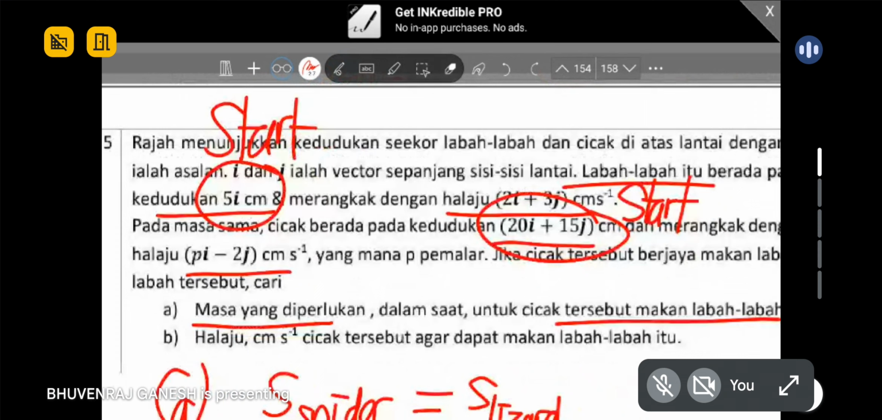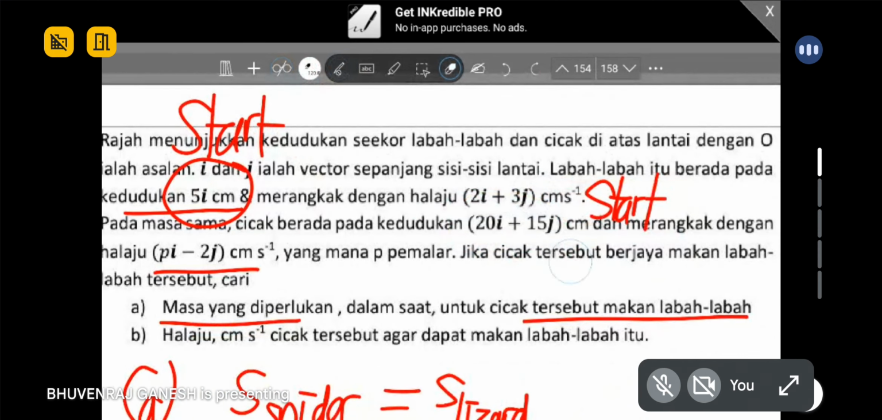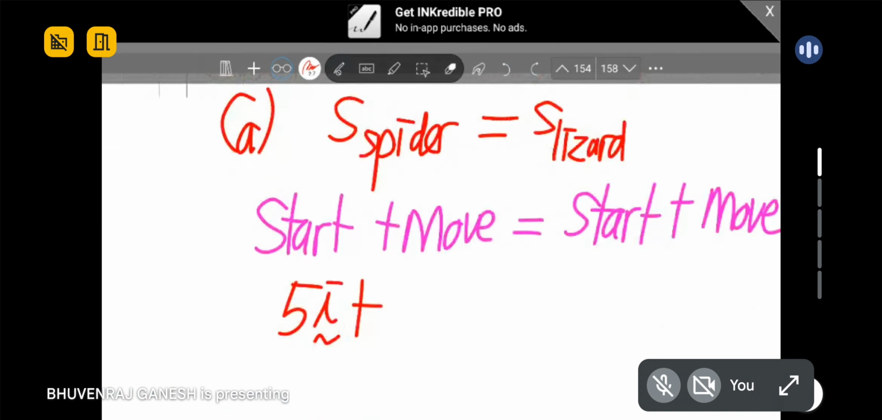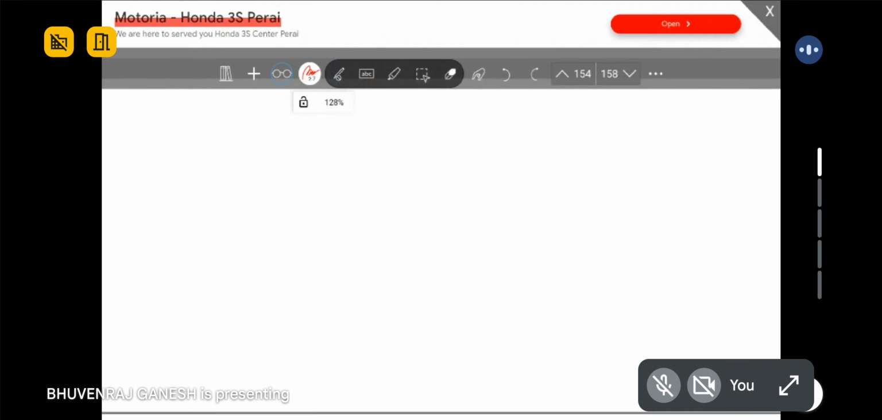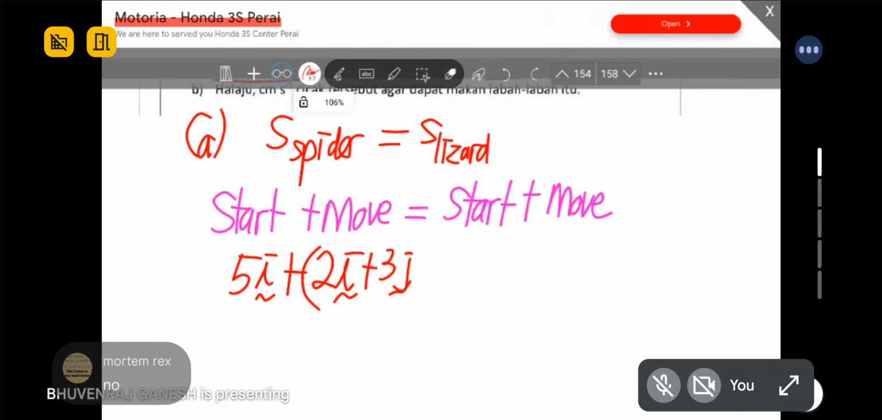And then how do you find out how much it moves, guys? You see this one over here, right? 2i plus 3j. As I told you guys, this one is the speed, kelajuan. So guys, can I directly plus them like this? Yes or no? Boleh tak saya terus tambah macam ni? What do you all think? Can or not?